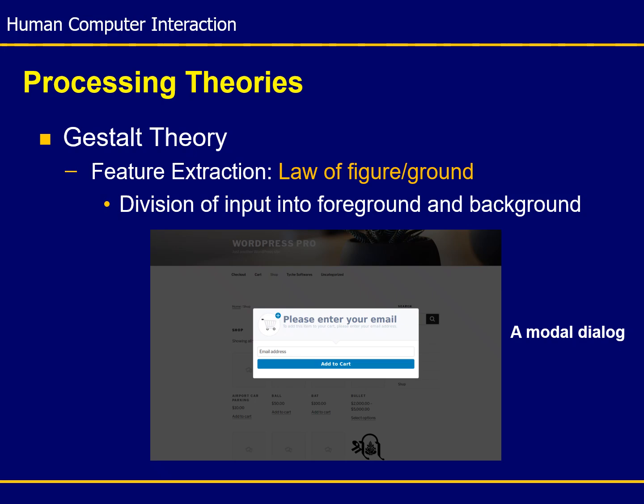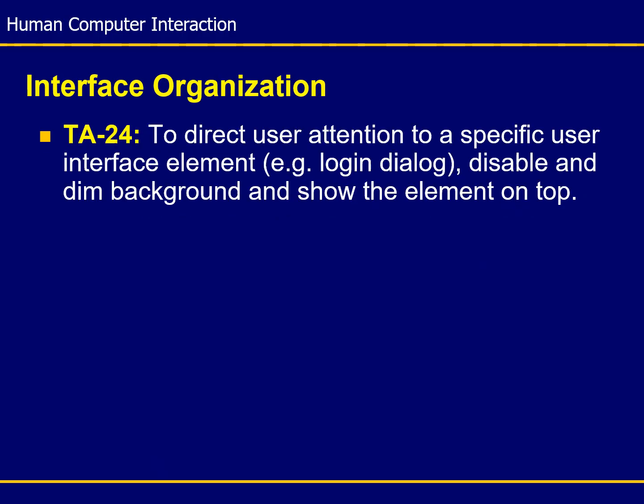Obviously, this is a 2D screen, so there is no physical front versus physical back. There is no real depth. But presenting it this way invokes the gestalt. So the user is now focused on the foreground and the background is hidden away. And again, if you do that, you make the perception easier, because his perception will be tunneled to your dialog where you say, please enter your email. So the takeaway: to direct user attention to a specific user interface element, disable and dim the background and show the element on top.